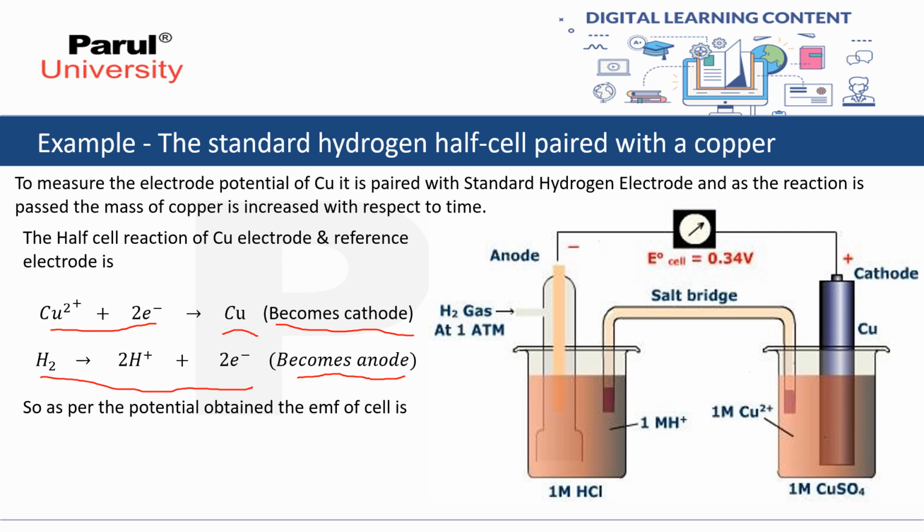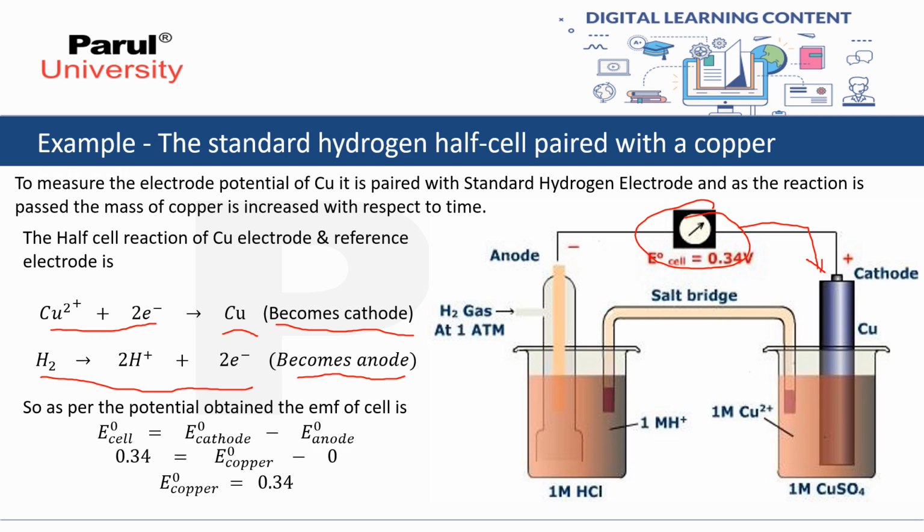So as per the potential obtained, the EMF of the cell is EMF of cathode minus EMF of anode. Now, when a reference electrode is connected to another electrode whose potential we have to find, the reference electrode voltage is 0.00. So, in the voltmeter, the deflection shows the value of the unknown electrode.